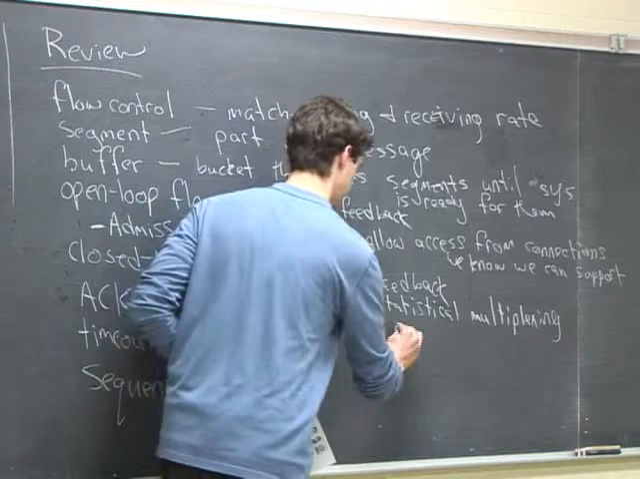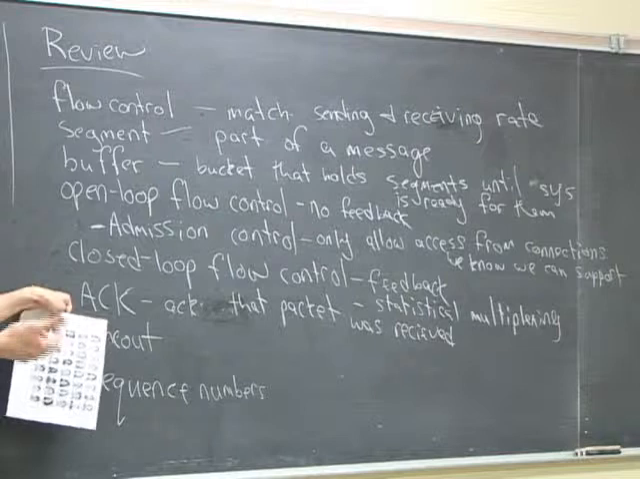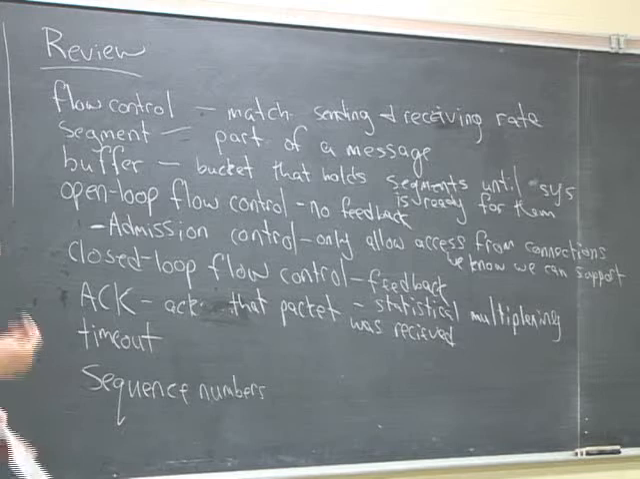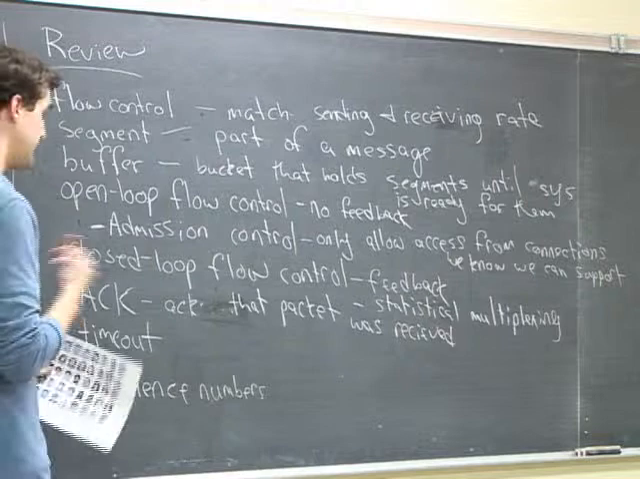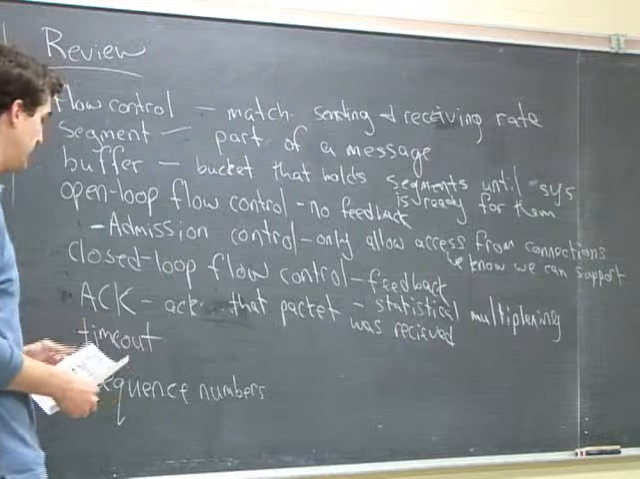So acknowledgments are good for doing a few things. They're good for reliability, because if you don't get an acknowledgment for a segment, then you know it was lost somewhere in the network, right? So you can use acknowledgments for reliability, but today we're going to learn how to use acknowledgments for flow control and congestion control, all right? And that's really the contribution of TCP. And that's actually what makes it really cool, is that using just the simple concept of acknowledgments, you can do all these things. You can do reliability, flow control, and congestion control, all right?